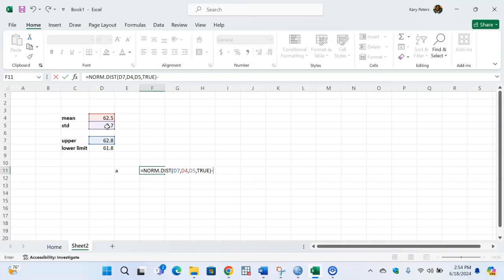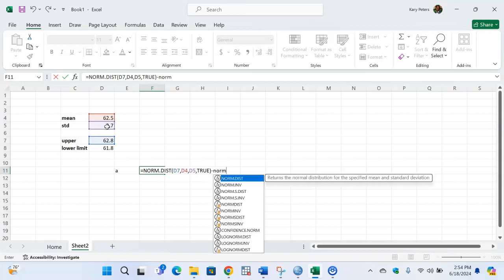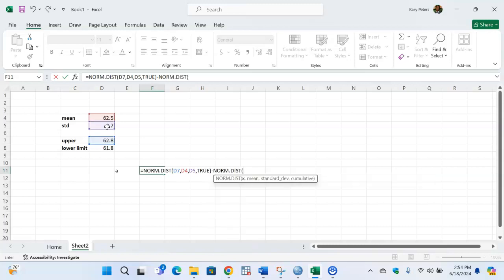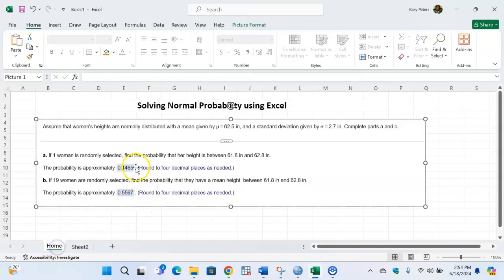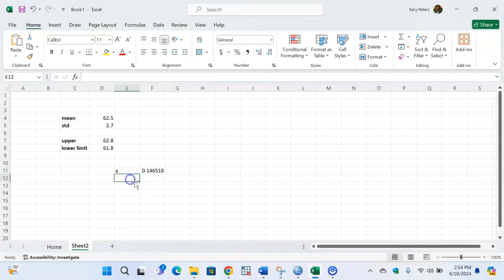So this probability minus now the normal distribution for what is our second x. This is it. What is our mean? That's it. What is our standard deviation? That's it. Again, still cumulative. Then you do that. Then there we have our probability. So if you go back, this is 0.1465. That's what I did here, and I got it right. So that is the first answer.